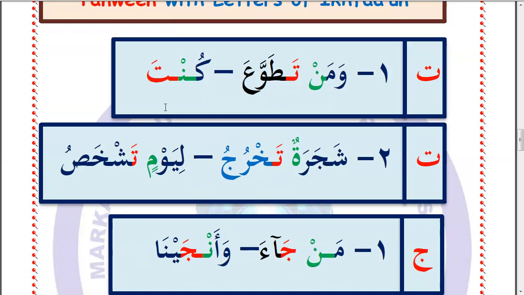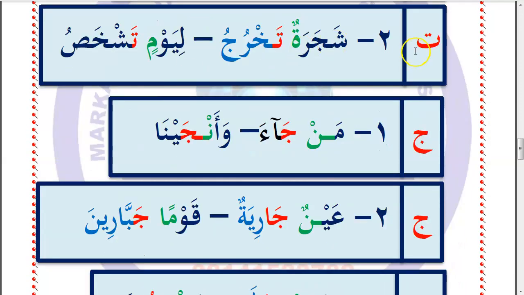More examples. A ta'un appearing after nun sakina. How do we read it? وَمَنْ تَطَوَّعَ. So the rule of this nun sakin is ikhfaa because of the appearance of ta'un after it. Here is ta'un again. كُنْتَ. The rule of this nun sakina is ikhfaa because of the appearance of this ta'un.